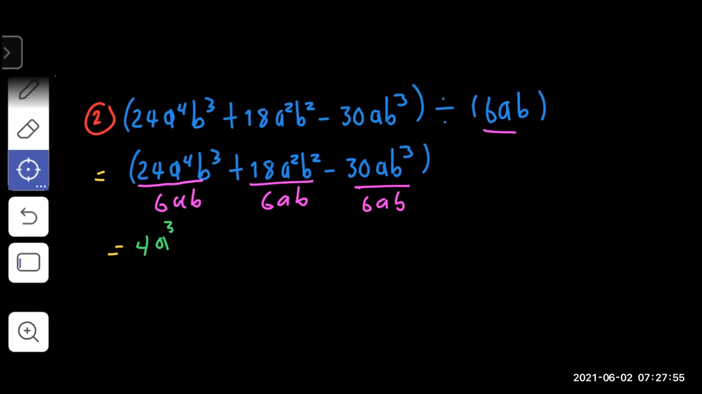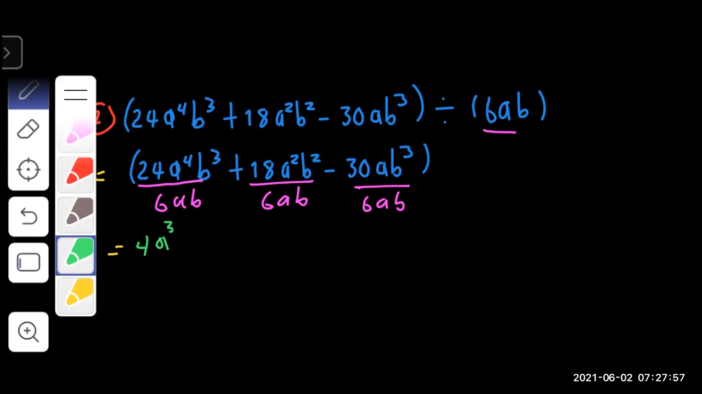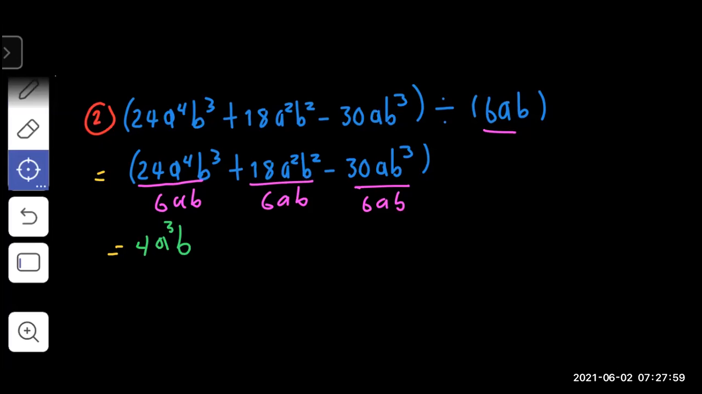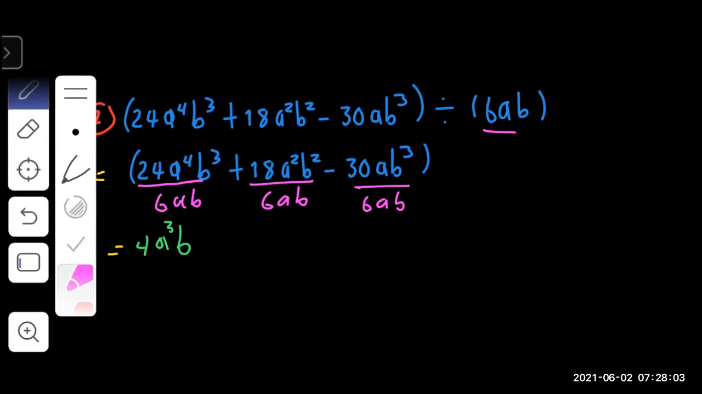Let's go to the b. b cubed divided by b. We copy b and simplify again: 3 minus 1 is 2, which is b squared. Correct. And I just simplified the first term. Now let's go to the second one. Plus is positive, so we just bring the positive sign down.